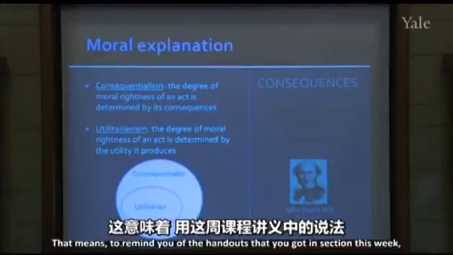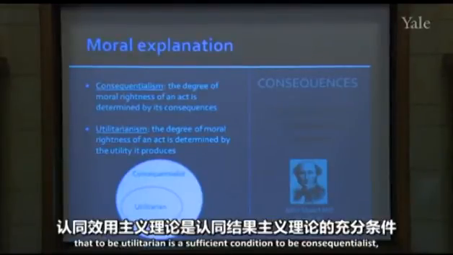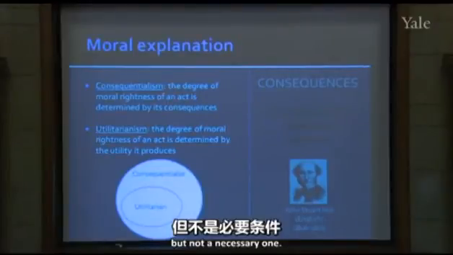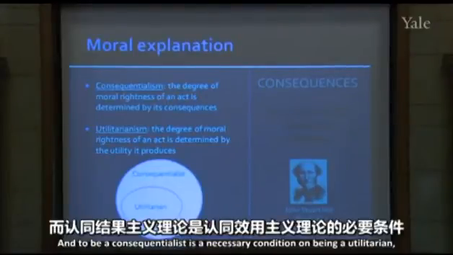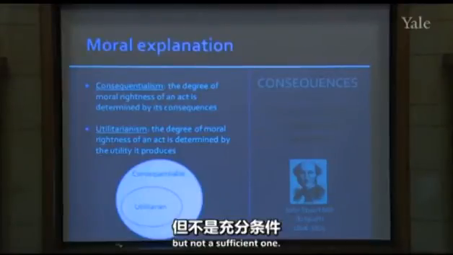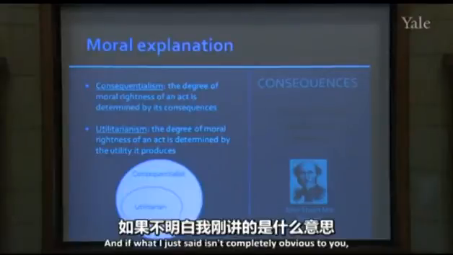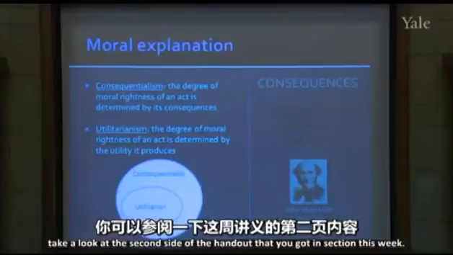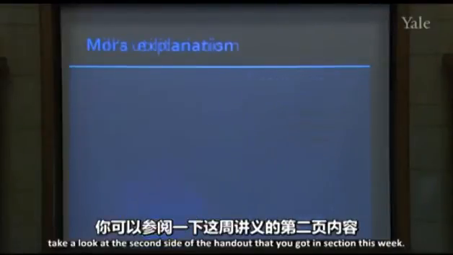That means, to remind you of the handouts that you got in section this week, that to be utilitarian is a sufficient condition to be a consequentialist, but not a necessary one. And to be a consequentialist is a necessary condition on being a utilitarian, but not a sufficient one. And if what I just said isn't completely obvious to you, take a look at the second side of the handout that you got in section this week.